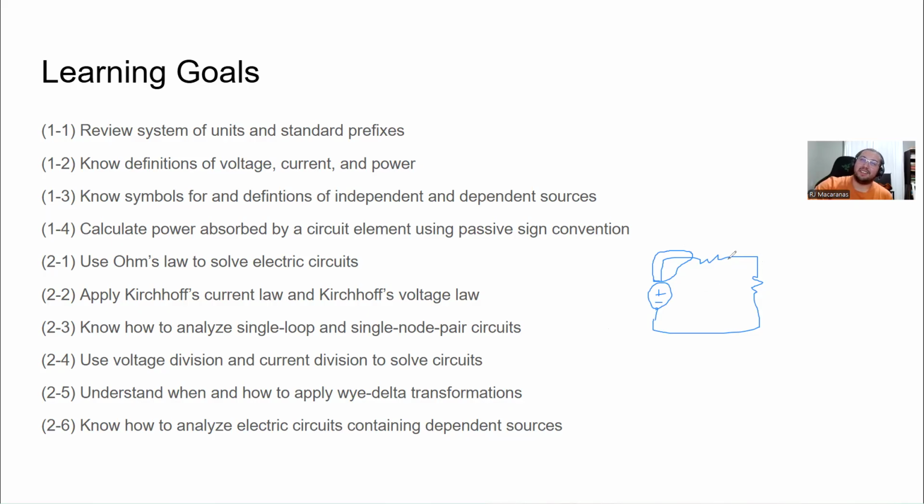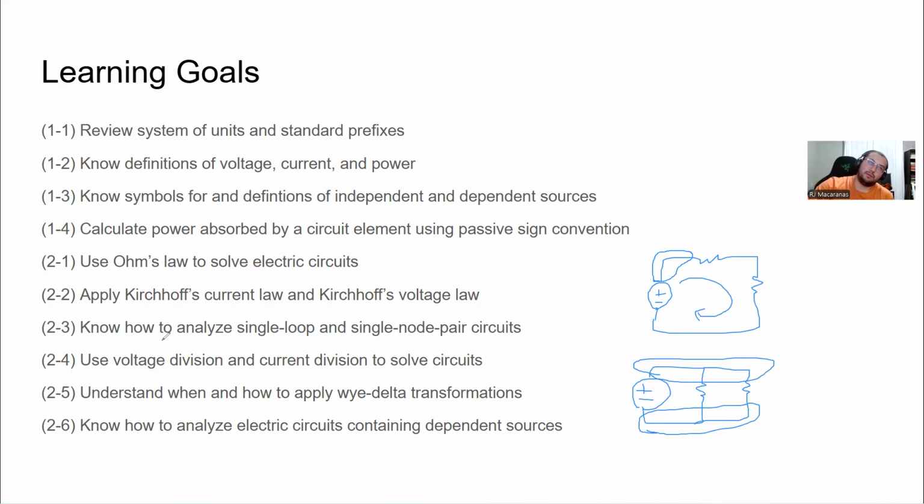And so this, again, is not an example of a single node pair circuit, because there's a few nodes here. A single node pair circuit would be something like this, where I have these elements and there's a bottom node here, a top node here, and so that's a single node pair. There's just one pair of nodes. This is a good example of a single loop circuit.